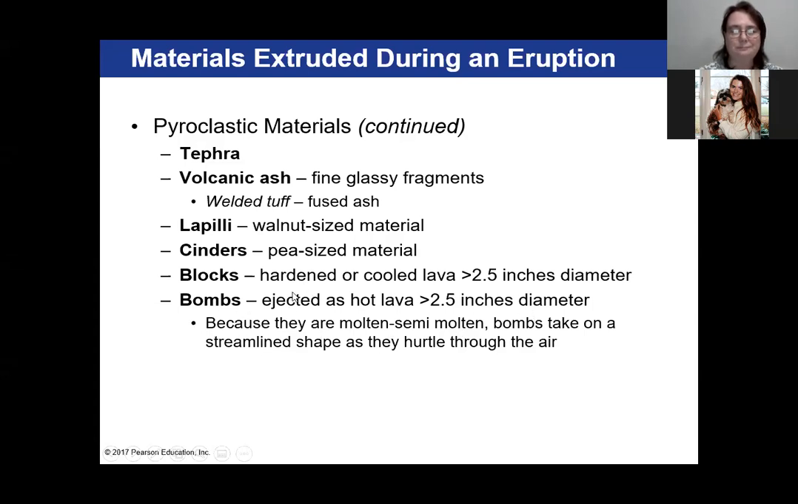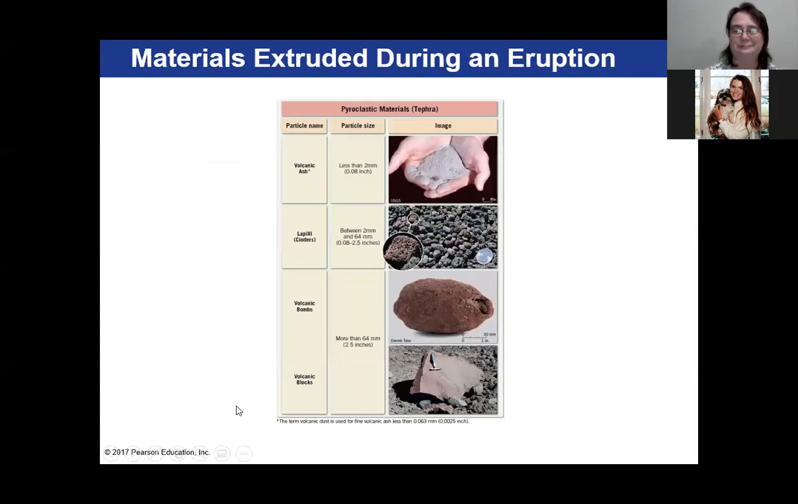Volcanic bomb. We have one in the lab. It's kind of neat. Looks like a football. It's heavy, and it looks like it has moved through the air and taken the shape of a football because it was cooling as it was flying through the air. And just the different sizes of things you can see. You can have ash, and then anything up to the size of a small car.